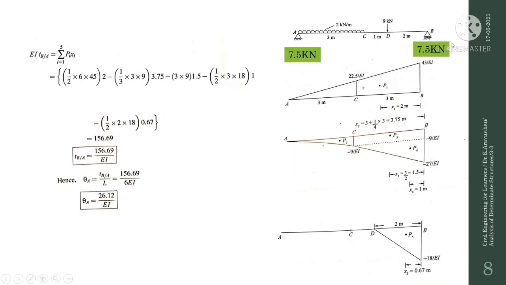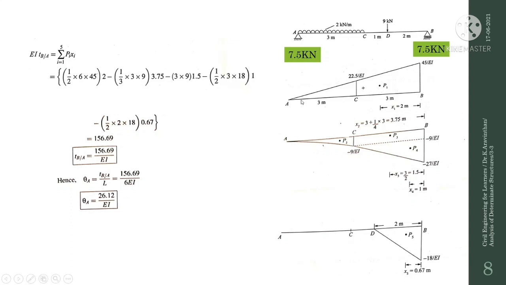Next thing, you have to find the deviation at the point B. 7.5 into the distance, which is 6, so you will be getting 45. And where you need the deflection? At the point C. Hence you have to take another bending moment, that is 7.5 into 3, which will be 22.5. So you can connect this.